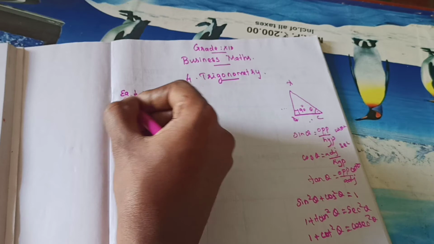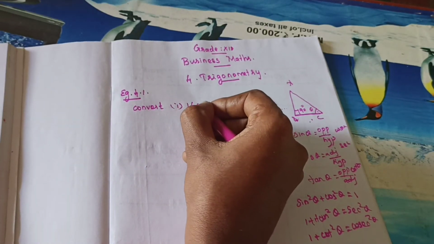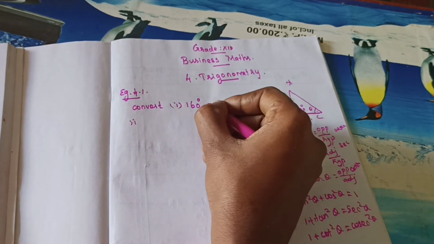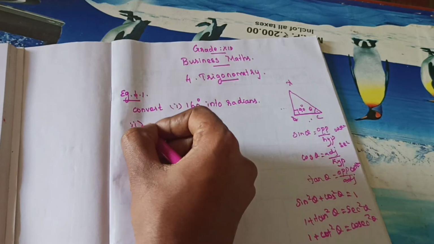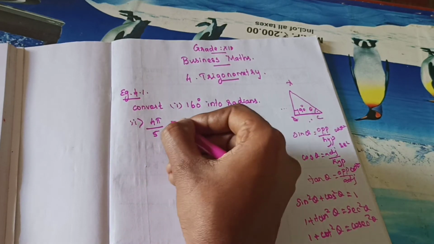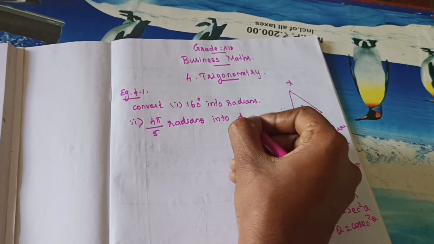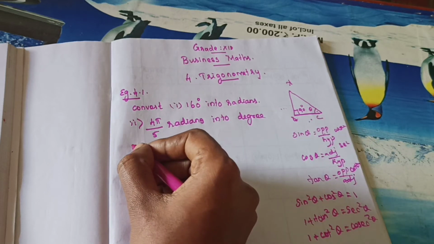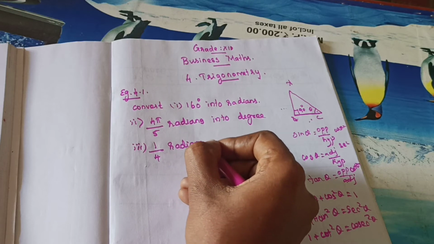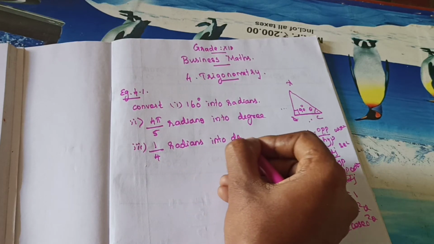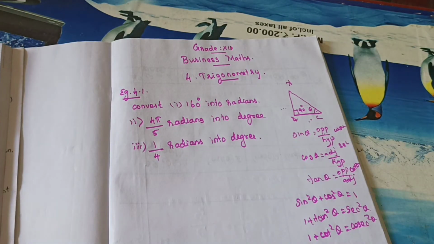Example 4.1. Convert. First one, 160 degrees into radians. Second one, 4 pi by 5 radians into degrees. Third one, 1 by 4 radians into degrees. So first you need to convert 160 degrees into radians.